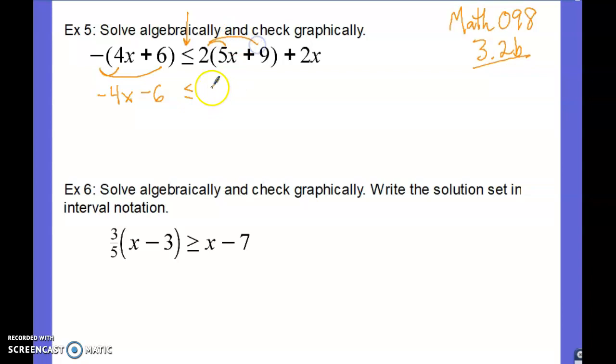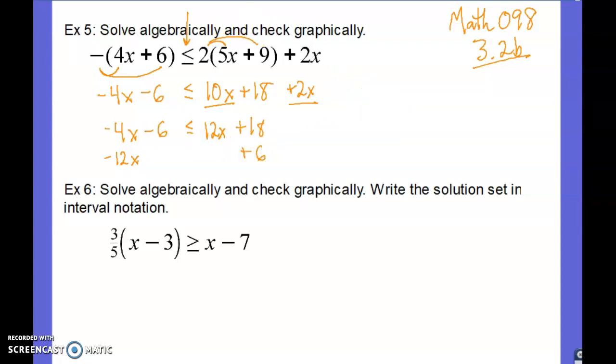Distribute that 2. So we're looking at 10x plus 18. Leave that 2x alone for a second. Now combine like terms. So we're looking at 12x on the right side. By the way, if you're good at math, you might be able to do multiple steps at once. So then subtract 12x to the left side. Yeah, let me go ahead and do that. I'm going to add 6 to the right side.